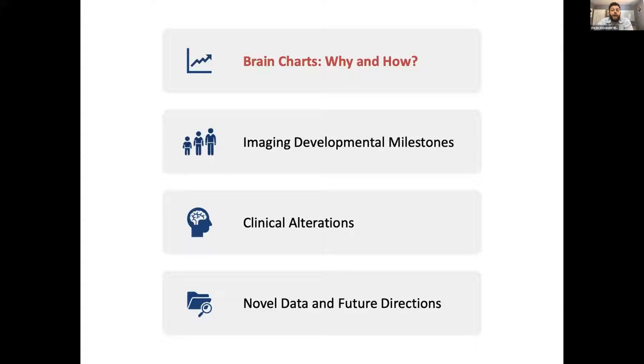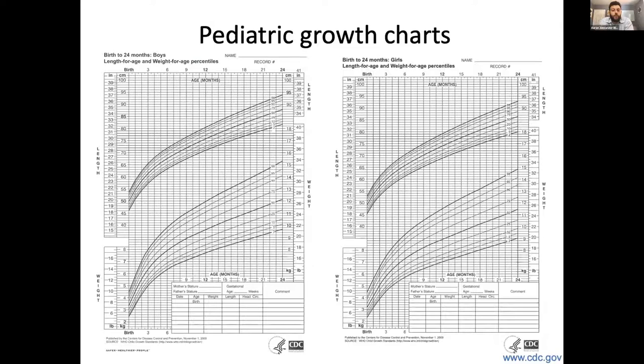So first, the why and how of brain charts. Growth charts in some form have been around since the late 18th century. The first known growth chart was developed for height. And since then, this simple way to quantify age-related changes against a reference standard has been a cornerstone of pediatric care and also research in many disciplines. Growth charts remain a powerful example of personalized or precision medicine, but widely used growth charts exist mainly for a small set of anthropometric variables, such as height, weight, and head circumference.